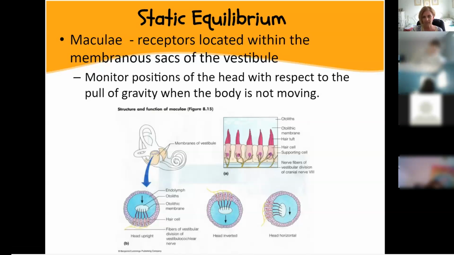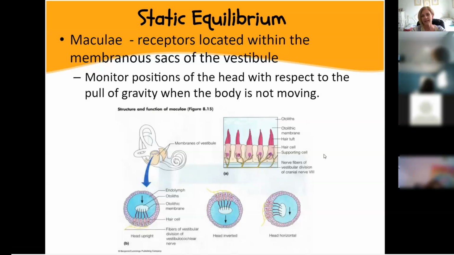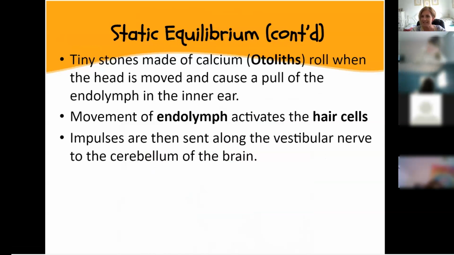So the bending of the hair cells creates the action potential, which then sends signals to the vestibular nerve, because we're in the vestibule, to the cerebellum of the brain and tells the brain in which direction you're standing, facing, and so on. Okay, so those stones are called otoliths, and they move around in the endolymph in response to gravity where they're going to press on hair cells. And depending on the direction they're pressing, they send signals along the vestibular nerve to the cerebellum of the brain.